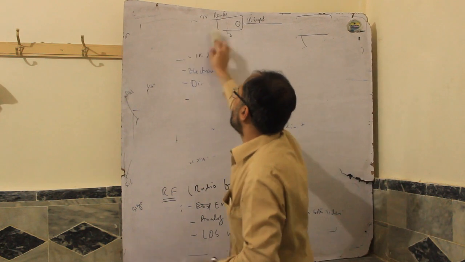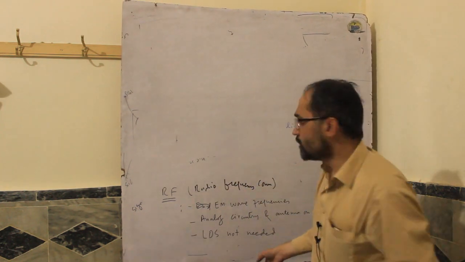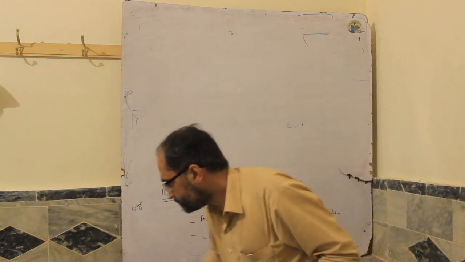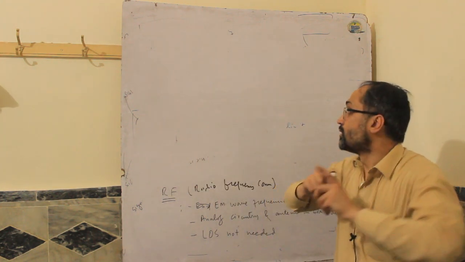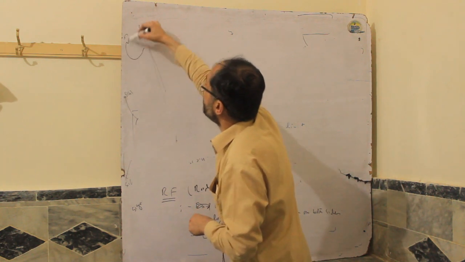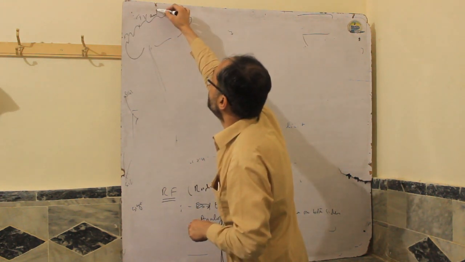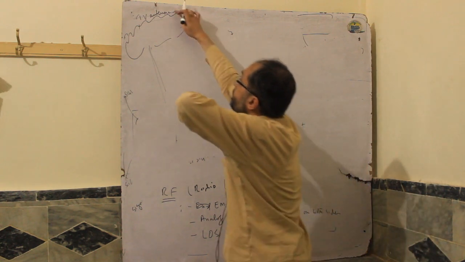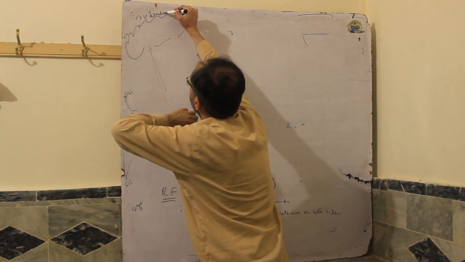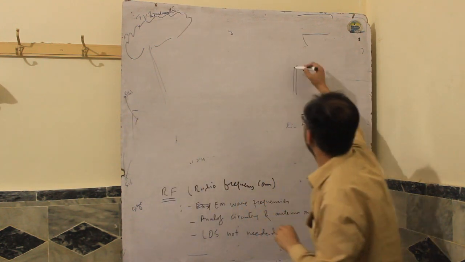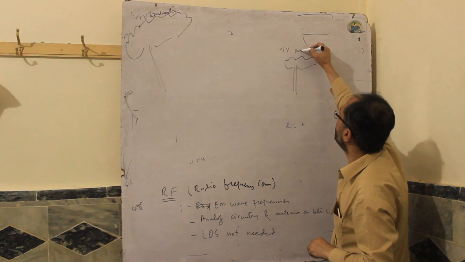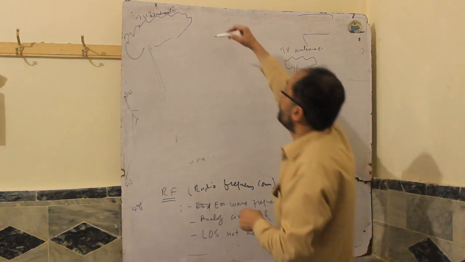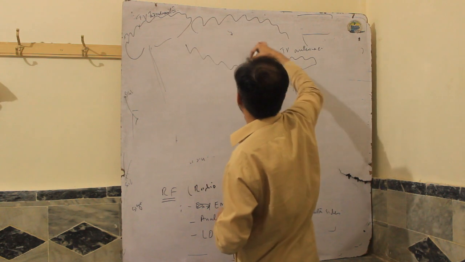What is a typical example of radio frequency communication? The typical example is your TV antenna. And it does not require a line of sight. So now there is a big TV antenna, this is a TV transmitter. And now you are at home. This is our TV antenna, and it generates some signal. It generates some radio wave signals.